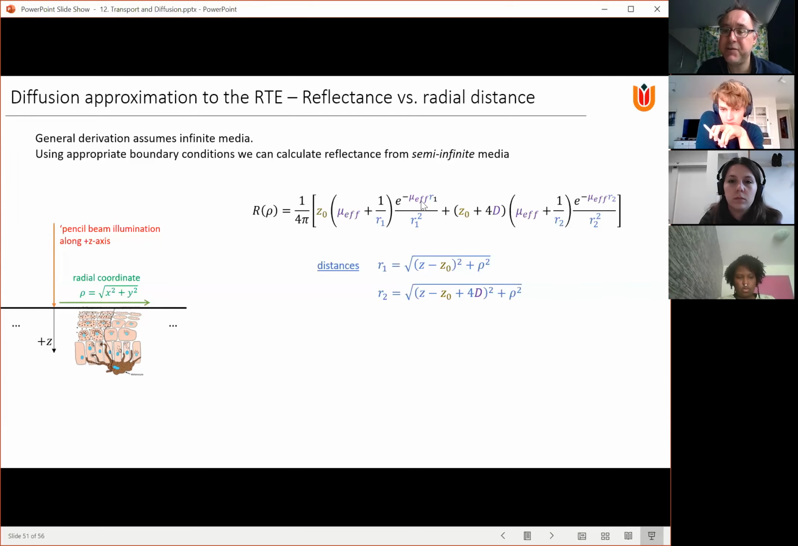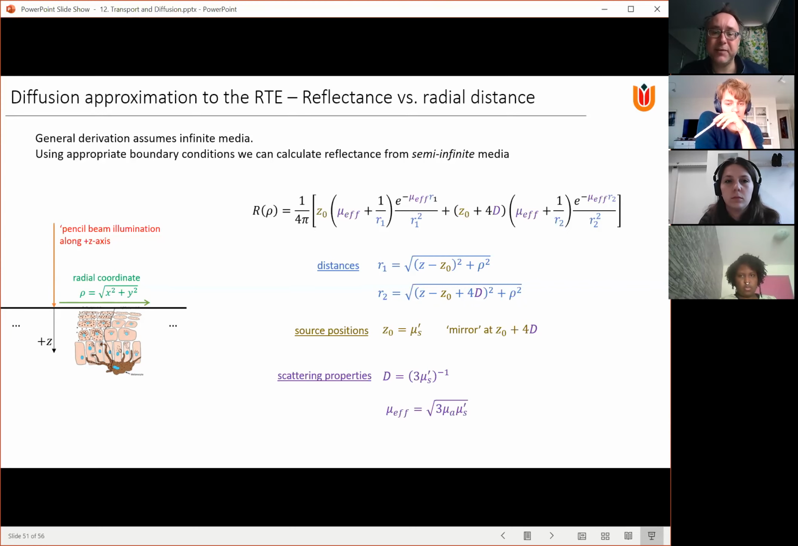The effective attenuation coefficient already was a function of optical properties, so that's good. We can essentially pick the source position. That does not really matter. So a convenient choice is to put it at 1 over mu s prime. It says mu s prime here, but it's a distance, so it's 1 over mu s prime. And then in order to satisfy this boundary condition, that enforces that the mirror source above the tissue is placed at this distance. So again, Z0 is now a function of optical properties. D already was a function of optical properties. So basically, we're now expressing this whole thing as a function of optical properties.